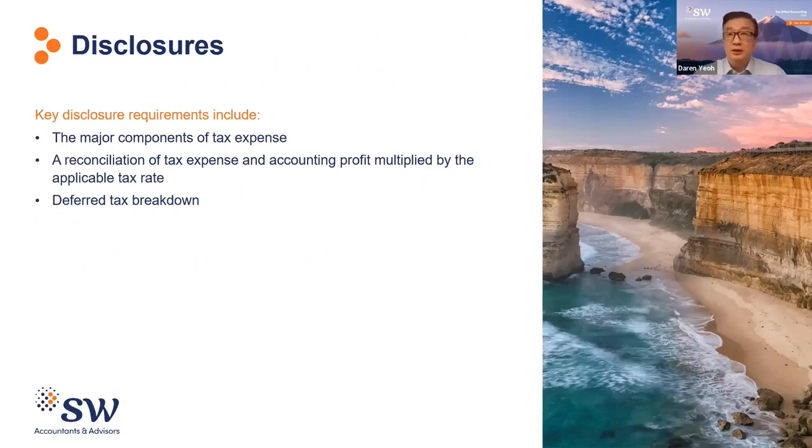So finally, disclosures. So WSB 112 requires certain disclosures to be made in your financial statements. The key one being that you do need to break up your income tax expense to its various components. Secondly, you need to provide a reconciliation. You start with your accounting profit, multiplied by your corporate tax rate, and then you need to show all the adjustments, which brings that amount to your income tax expense number. You also need to provide a breakdown of your deferred tax asset and liability balances.